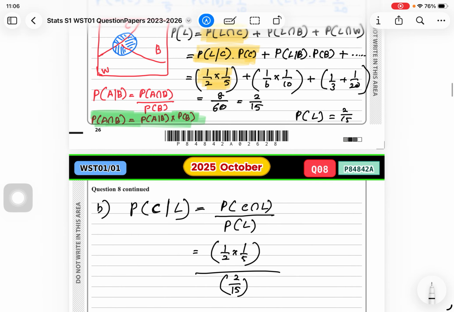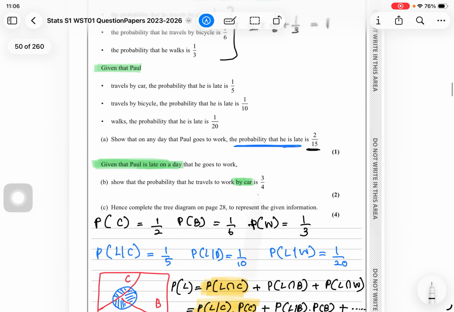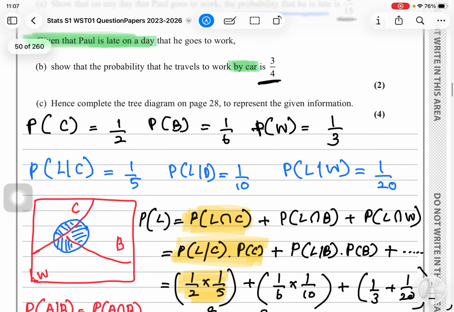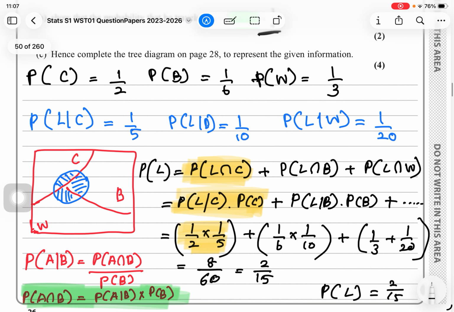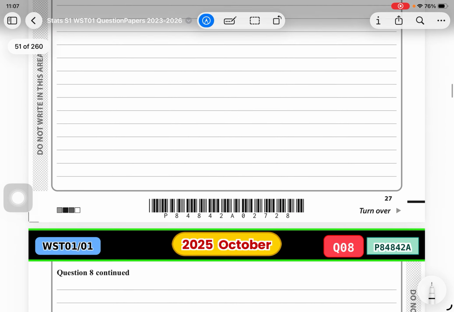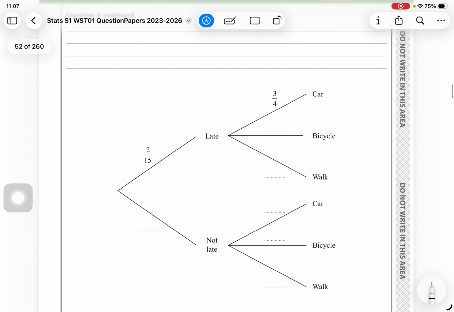There are carry forward marks with what you have, so here the answer is going to be 15 over 20, which is 3 over 4. Okay, that gives you this answer too. Now after that, they are saying, hence complete the tree diagram on page 28 to represent the given information. Okay, page number 28. Now they are giving us a tree diagram.